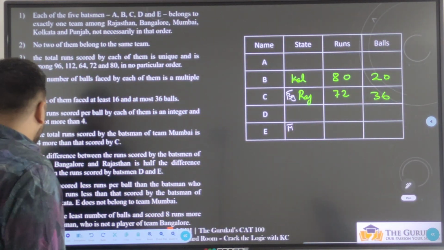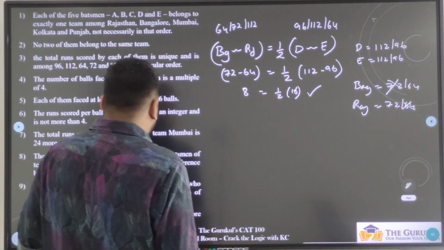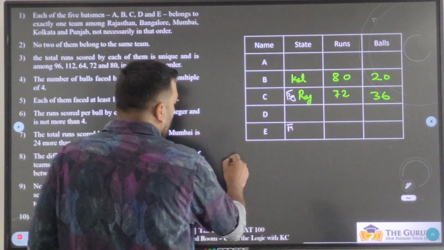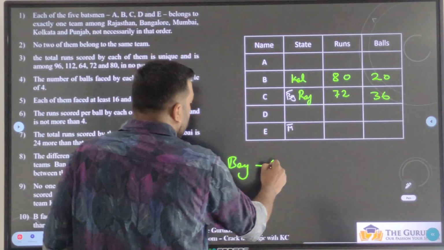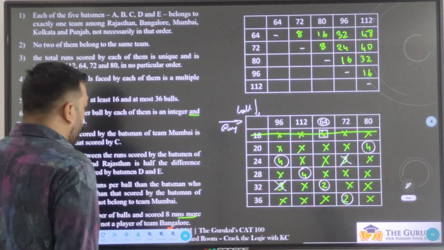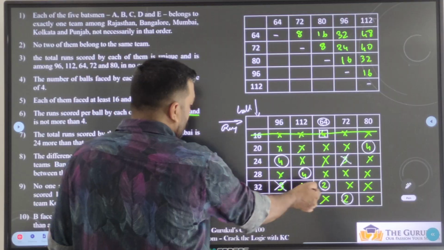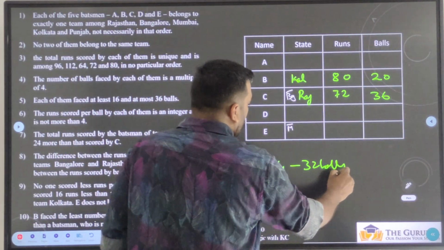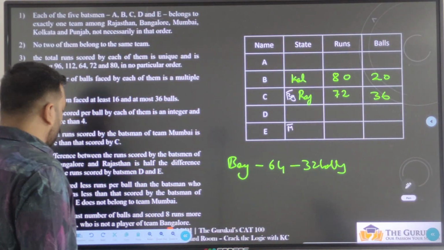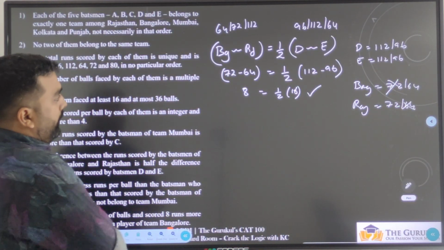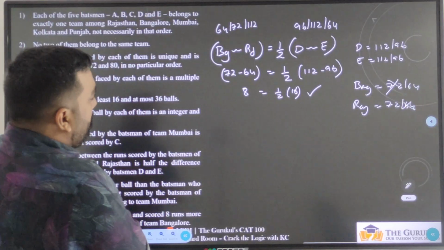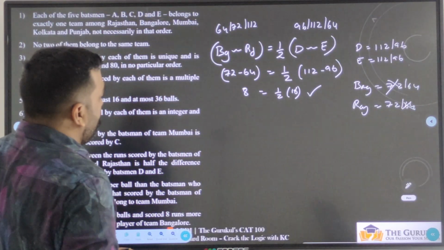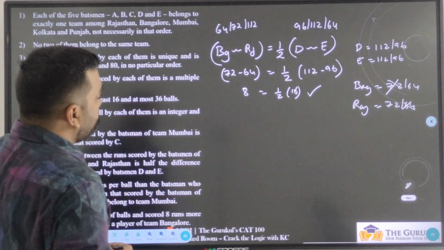Clear? Along with this, I know someone who is from Bangalore scored 64 runs. 64 runs is in how many balls? Is in 32 balls. Now who is this person? I don't know. Next, 112 and 96 are with respect to D and E. Can we place anyone over there?